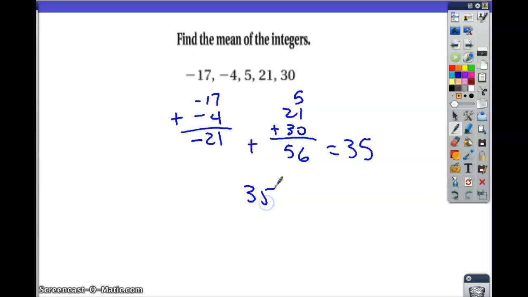So again, you take your total, divide it by how many numbers in the list, in this case 5. So that's going to equal 7. So the mean of these integers is 7. So that concludes our lesson on dividing integers.